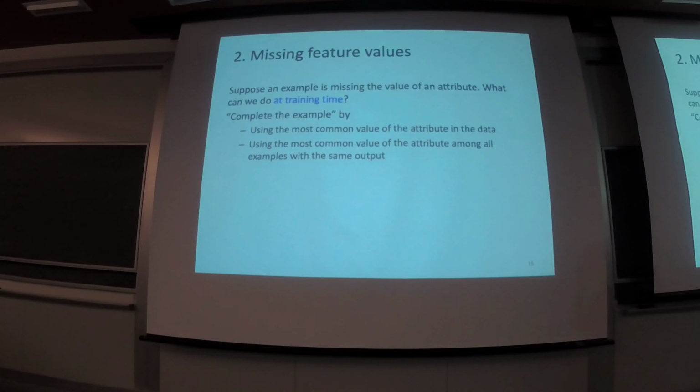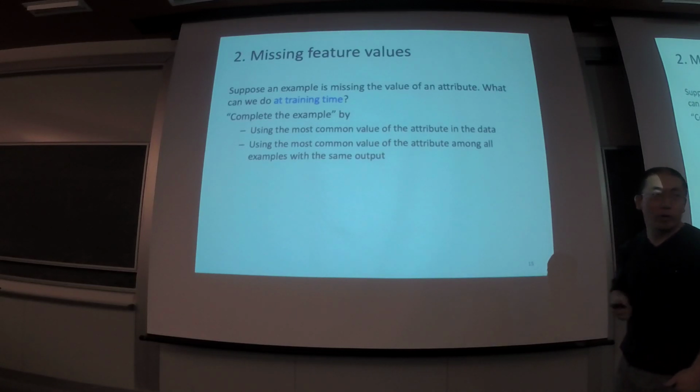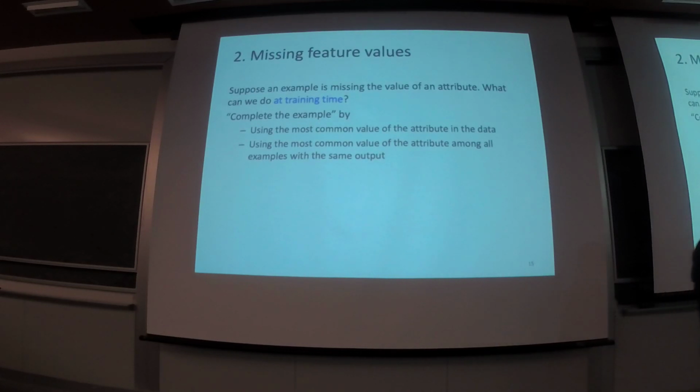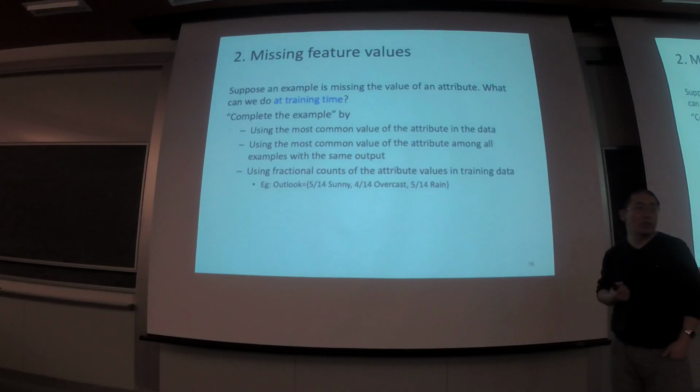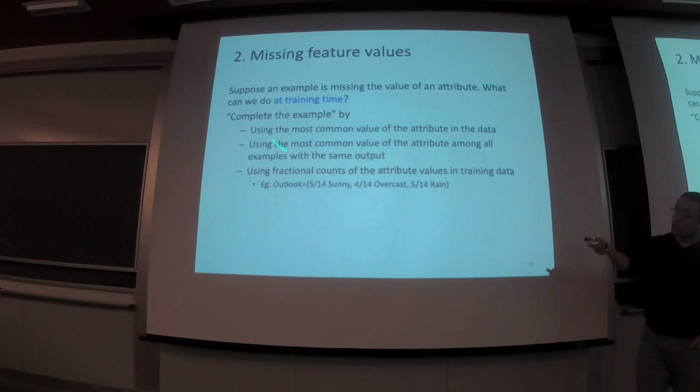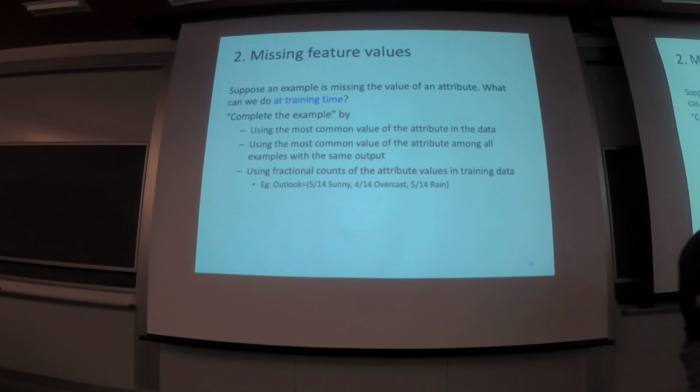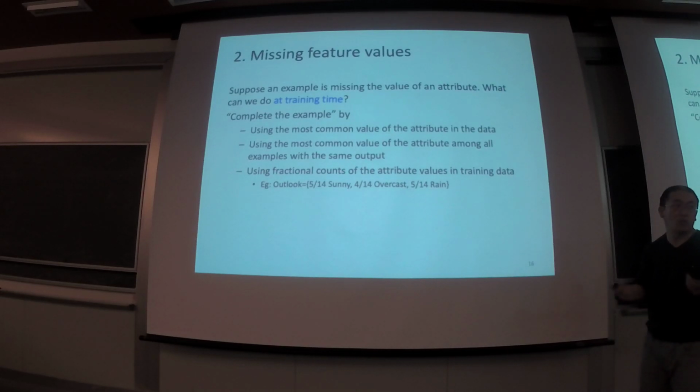But here I want to introduce you a more elegant approach using the fraction counts. So these two methods, although we utilize the information from the remaining examples, every time I just consider one possible case of the feature value, right? We do not consider all possible feature value cases. To address this problem, we can use the fraction counts of attribute values.